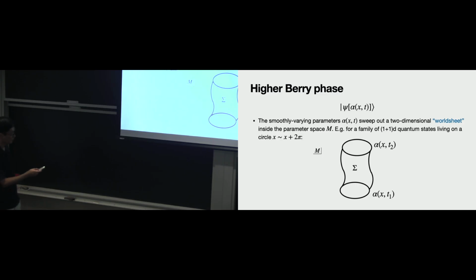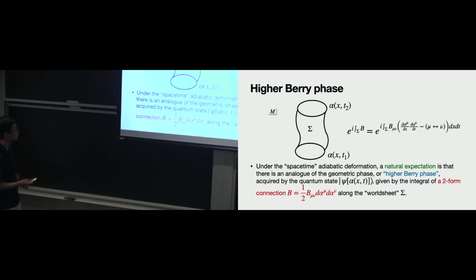Okay, so we asked what happens to the quantum state under such an adiabatic evolution. It's hard to give a rigorous answer, but one may speculate that perhaps there is an analog of geometric phase as in quantum mechanics, which depends only on the shape of sigma, but not on the details of time evolution. This quantity is perhaps again given by the holonomy of a two-form connection B along this sigma. This will be a natural guess. In this context, this holonomy of B along the surface sigma will be called higher Berry phase. And this connection B, which is now a two-form inside the parameter space, will be referred to as a higher Berry connection.